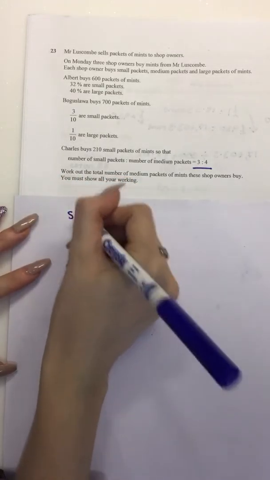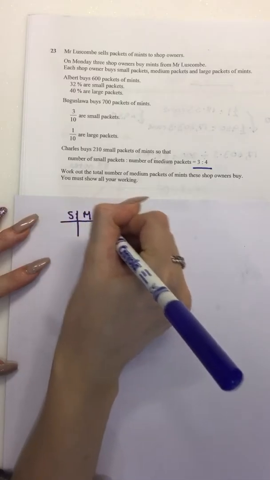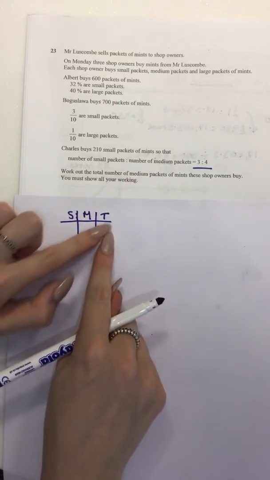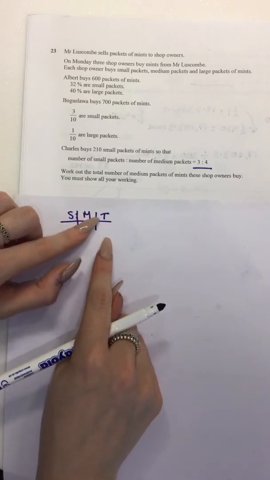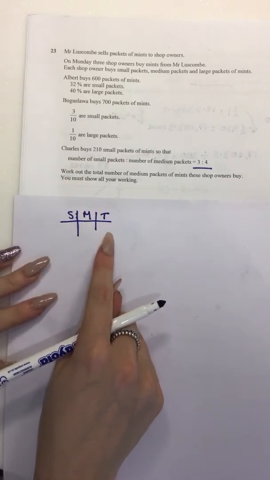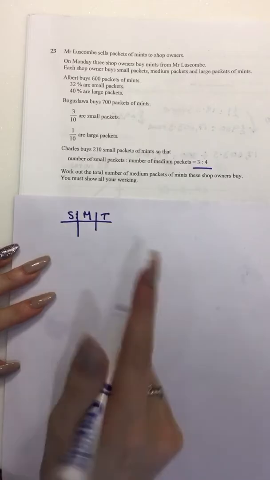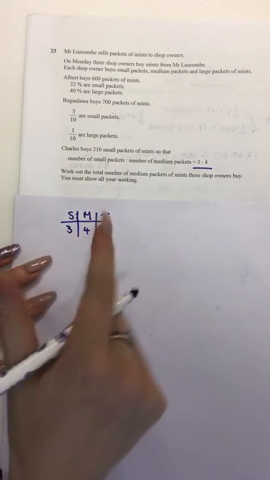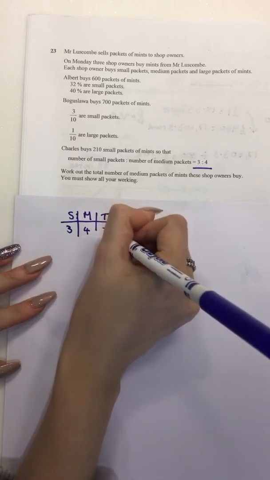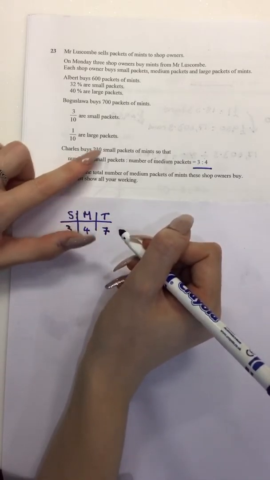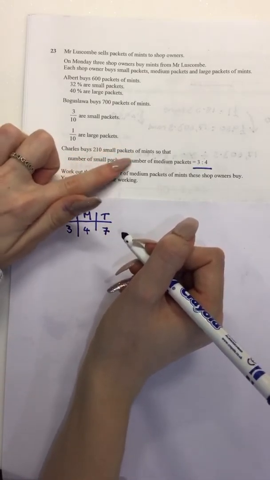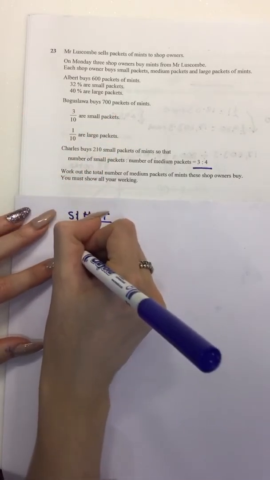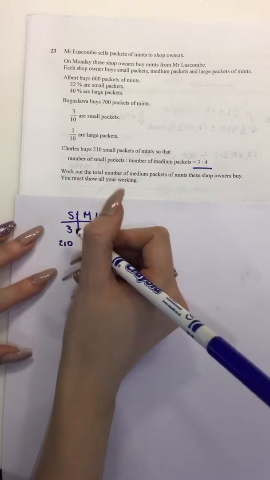Now the ratio parts, you can add a total on as well, but remember, we may not need this column. So our first line is always our ratio parts. So we put 3 to 4, and if we add those, we get a total of 7. Now we're told that he buys 210 small packs. So we know that his actual value was 210.